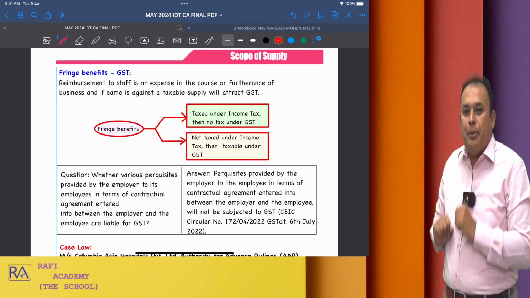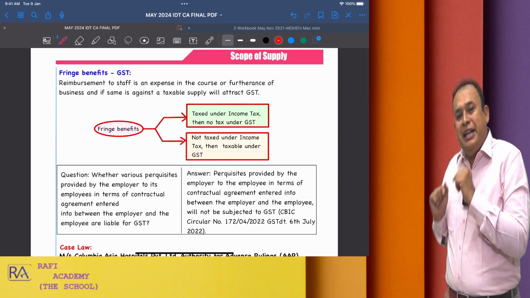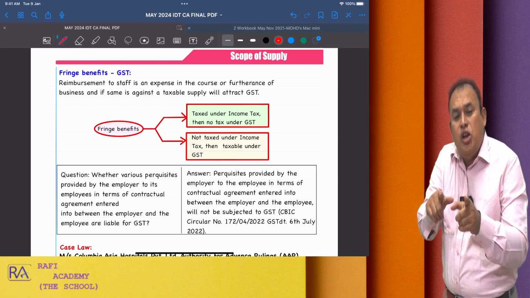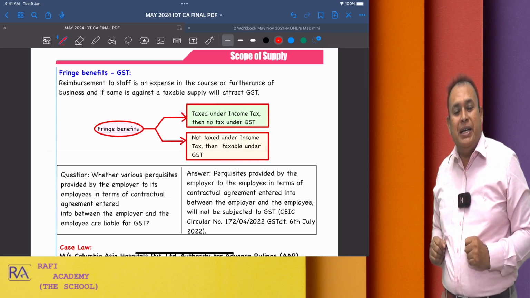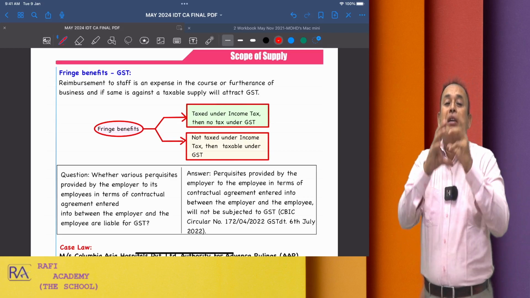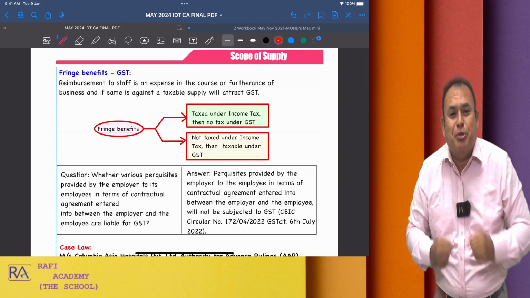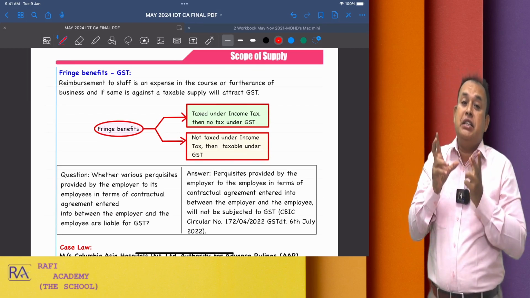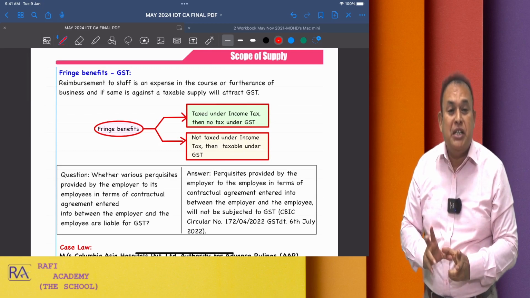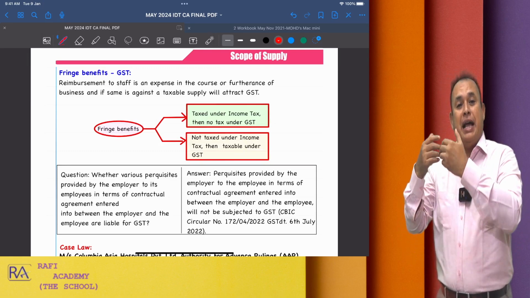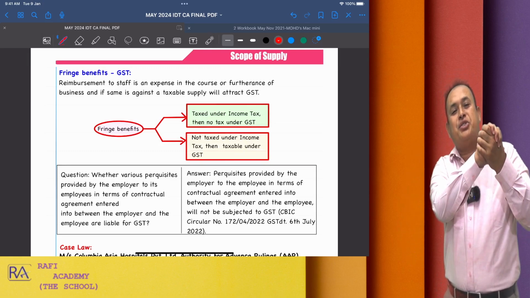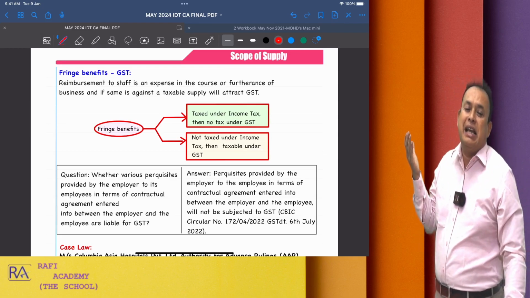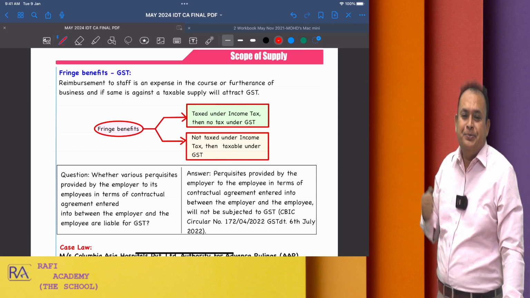So here what happened? This daycare for the babies of the employees, who provided it? The employer provided. All these expenditures, one way or the other, are called a fringe benefit, which is generally difficult to catch hold of in the Income Tax Act. Such benefits or fringe benefits not taxed under the income tax will be taxed under the GST. That is the meaning of it. This is the clarification given by the CBIC.